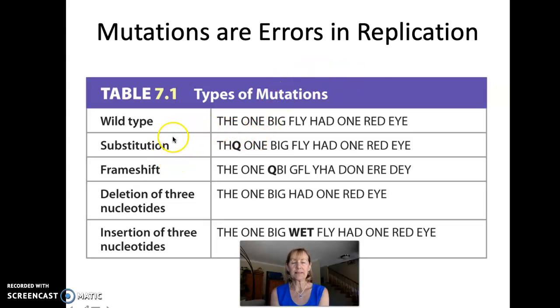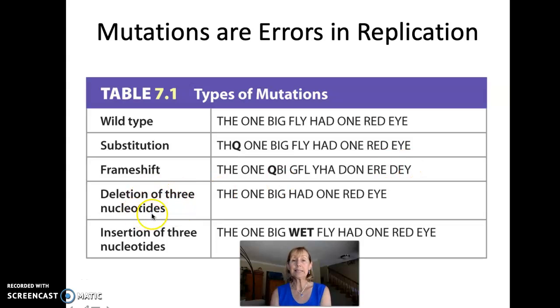What if you had something like a substitution, where when you go copy that 3rd one, there's an error, and it's a mistake, so it's like "the one big fly had one red eye" with an error in it. That could happen. What else could happen? You could have a frame shift, where you insert an extra one by mistake, and then what would happen? Everything downstream from that one gets messed up. So "the one something," you added a Q, and then "the big fly had," you notice how everything is wrong here. So this would be a big error, just because of the insertion of one extra nucleotide.